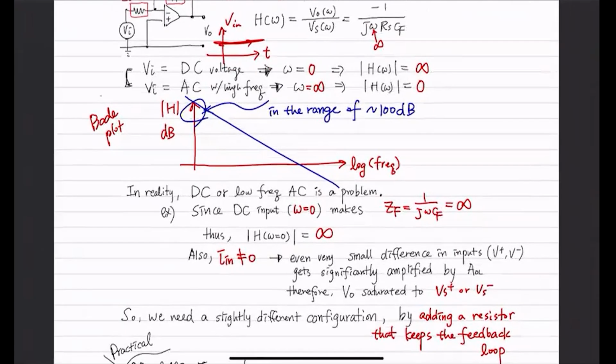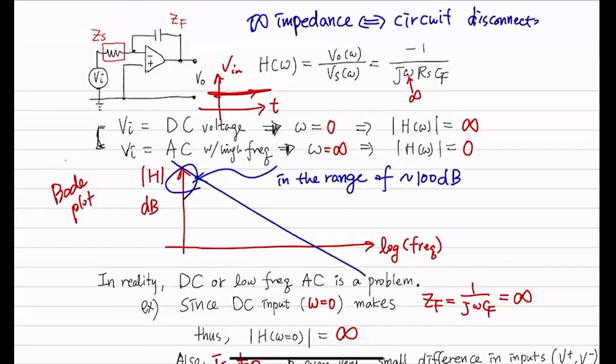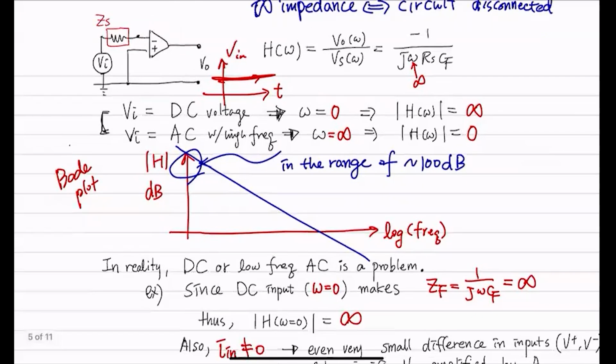What I mean by keeping the feedback loop is this thing here. This Z_F goes to infinite. That means the impedance of this guy goes to infinite. And infinite impedance means your circuit is disconnected, right? That means this feedback loop is gone. There's no feedback. That's the problem we have here, okay?